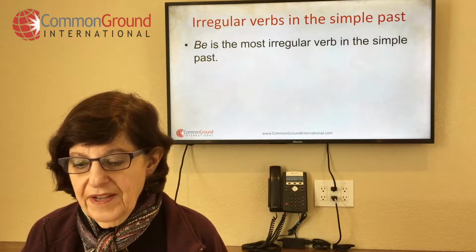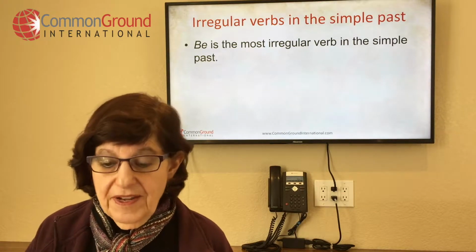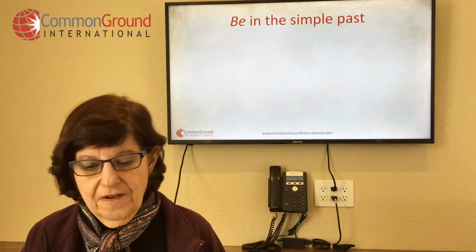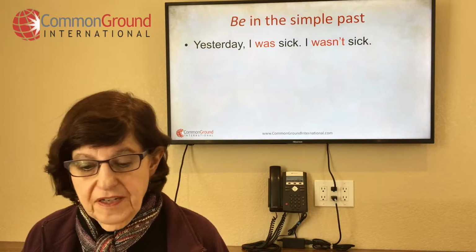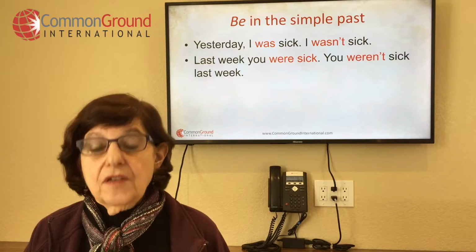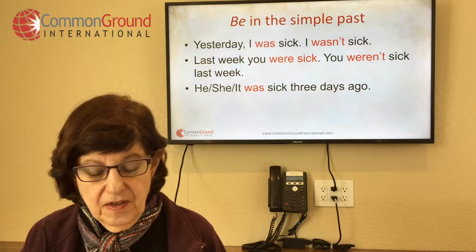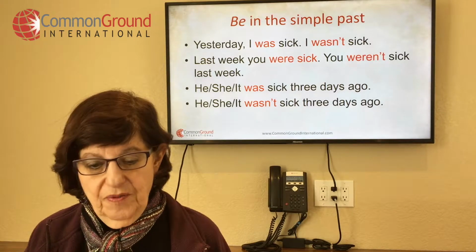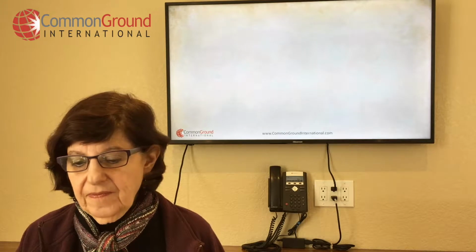Be is the most irregular verb in the past tense. Its pattern is different from all the other irregular verbs, so we'll talk about that first. It has its own pattern. Here is be in the simple past. Yesterday I was sick. I wasn't sick. Last week you were sick. You weren't sick. He, she, or it was sick 3 days ago. He, she, or it wasn't sick 3 days ago. So was, were, was, wasn't, weren't, wasn't.